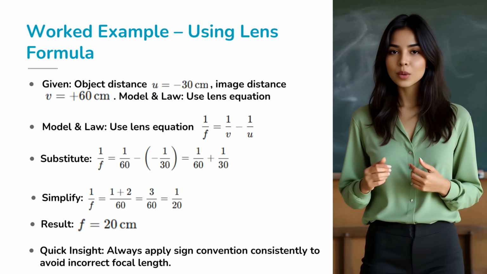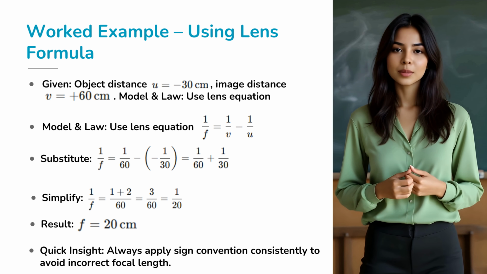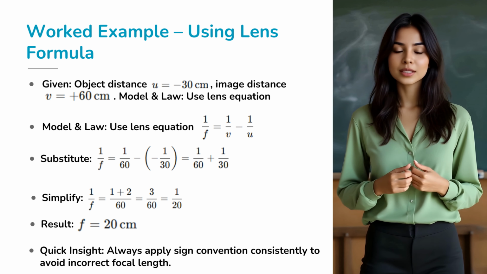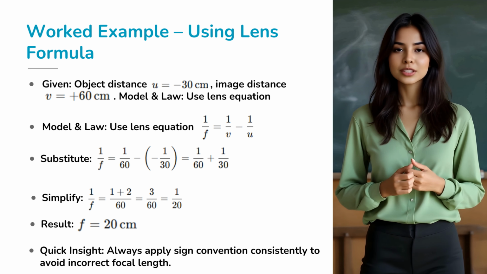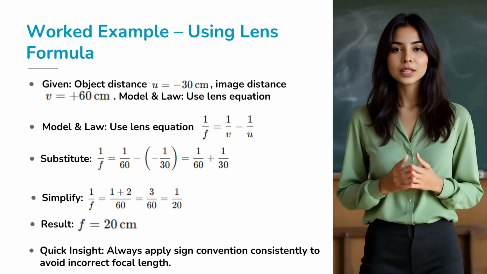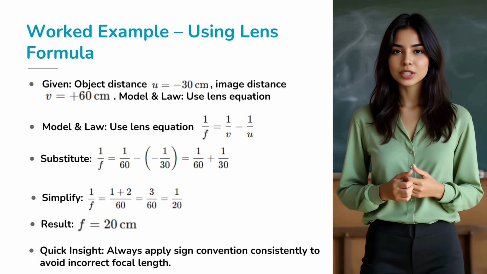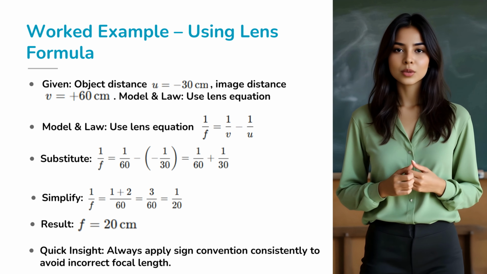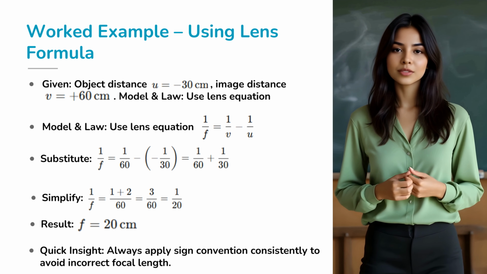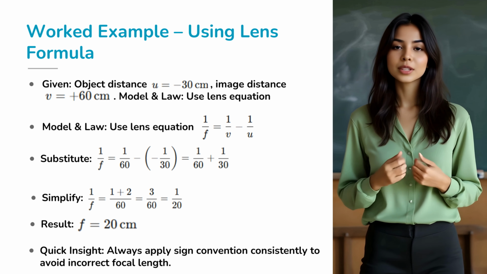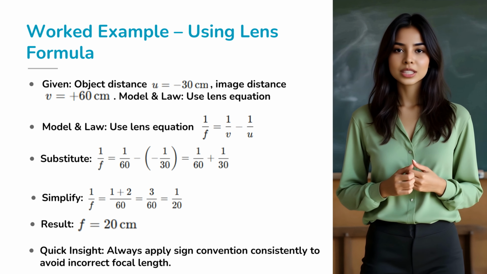We are given that the object distance, u, is minus 30 centimeters and the image distance, v, is plus 60 centimeters. The negative sign for u reminds us that the object is placed to the left of the lens, following the sign convention. The lens equation is 1 divided by f equals 1 divided by v minus 1 divided by u. Substituting the values, 1 divided by f equals 1 divided by 60 minus 1 divided by 30.